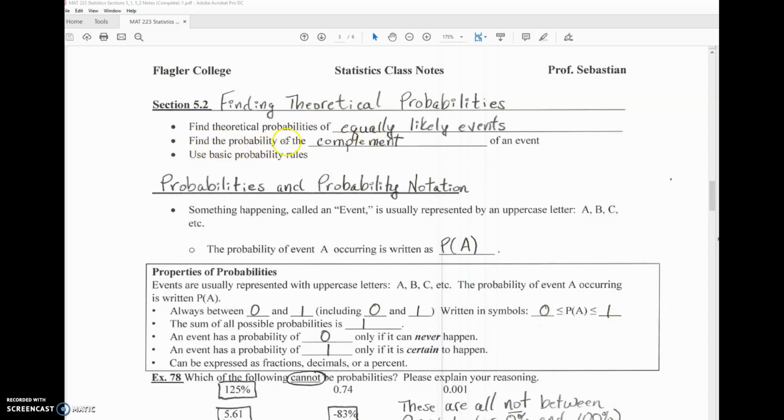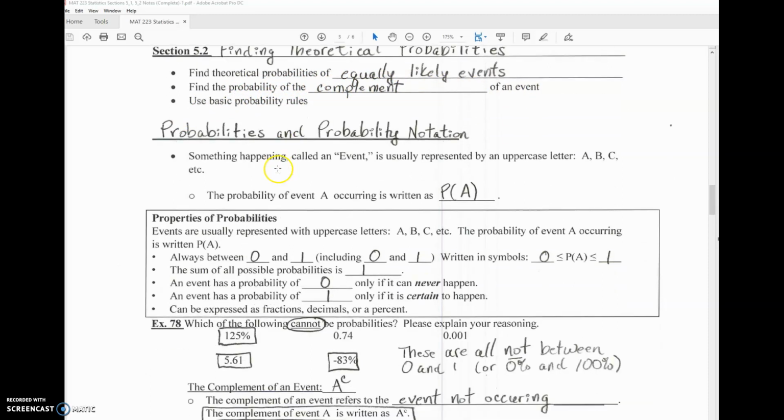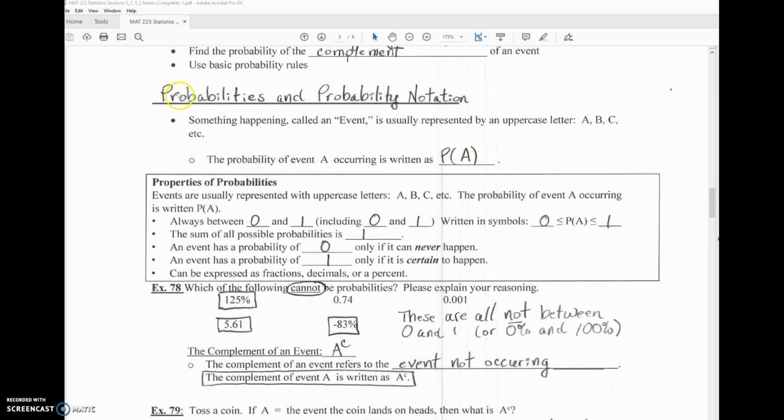We would like to also find the probability of the complement of an event, and we want to use basic probability rules. So before we can get into that, we need to understand probabilities and probability notation. Something happening, called an event, is usually represented by an uppercase letter, A, B, C, etc. The probability of event A occurring is written as capital P, parentheses, A. This almost looks like function notation, but it means probability of event A occurring.